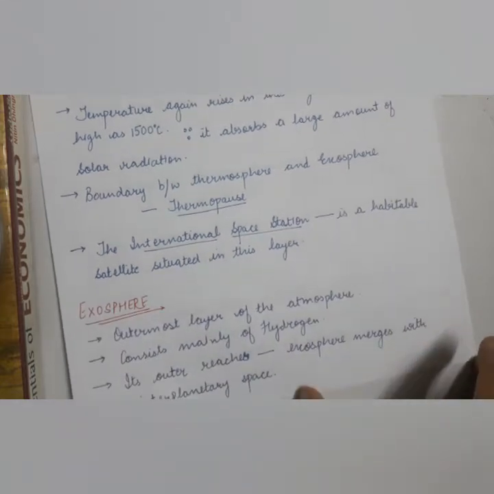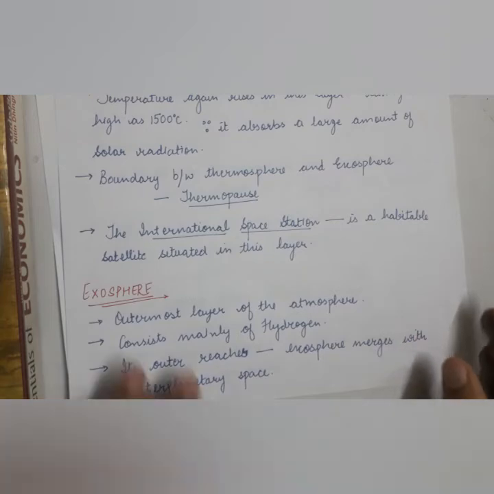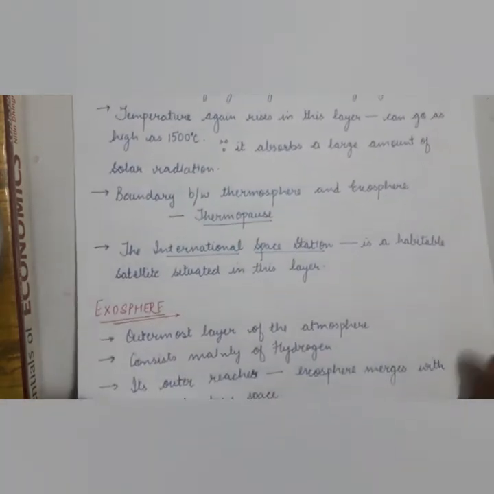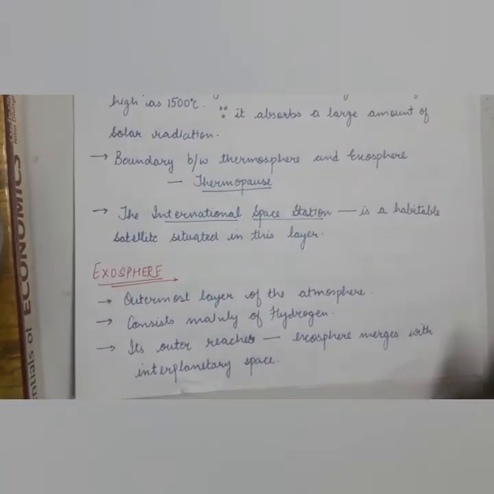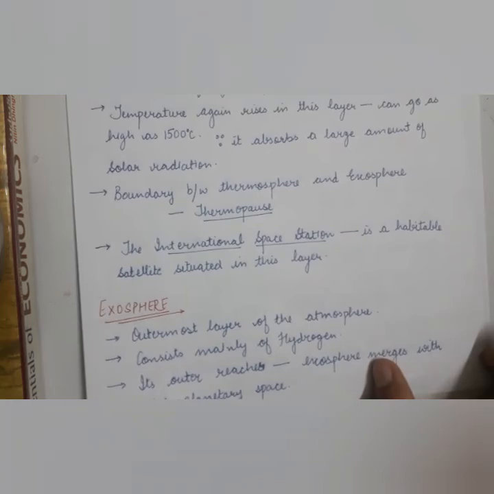Next we will be talking about the last layer of the atmosphere, that is your exosphere. It is the outermost layer, and it consists mainly of hydrogen. In the outer reaches of this layer, the exosphere merges with the interplanetary space. Like the thing fades off. Similarly, the density also decreases, and at the last it merges with the interplanetary space.